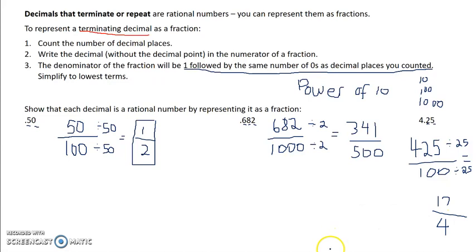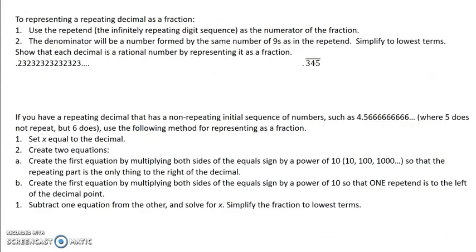Alright, let's take a look at repeating decimals. To represent a repeating decimal as a fraction, we're going to use the repetend, or the infinitely repeating digit sequence, as the numerator of the fraction, and the denominator will be a number formed by the same number of 9s as in the repetend. So it's going to either be 9, 99, 999, and so on. And then you might simplify to lowest terms.